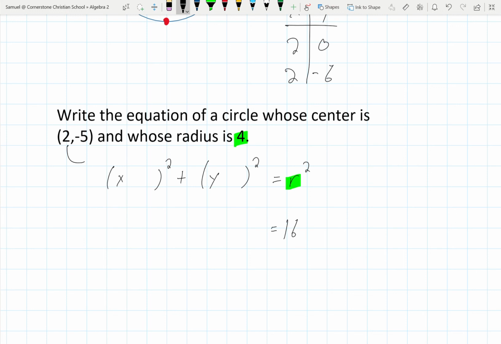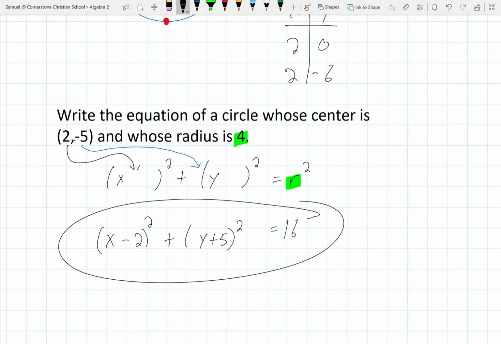The x has to do with this 2. However, currently it's a positive 2. If I'm putting it into these parentheses, I need to flip the sign. So now it needs to be (x - 2)^2 plus, and here it was a -5, and so this is actually going to become (y + 5)^2. So this would be the equation of a circle whose center is at (2, -5), and whose radius is 4.